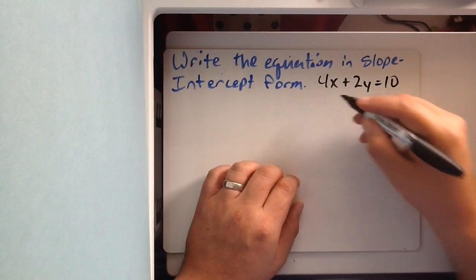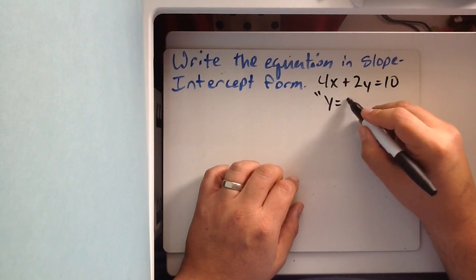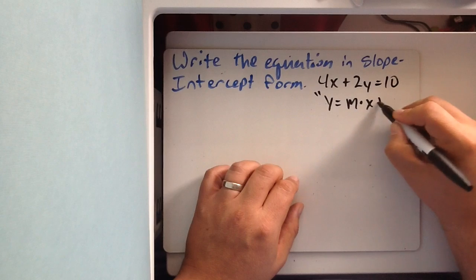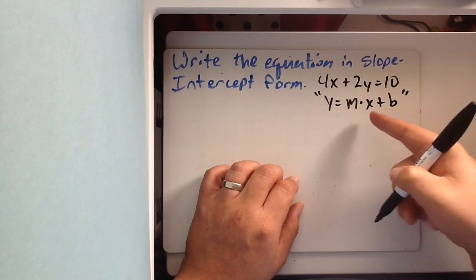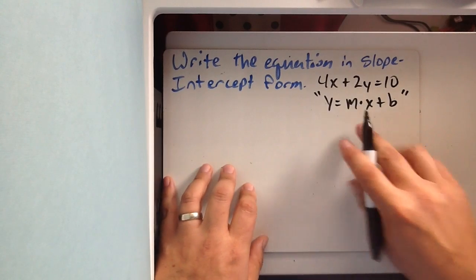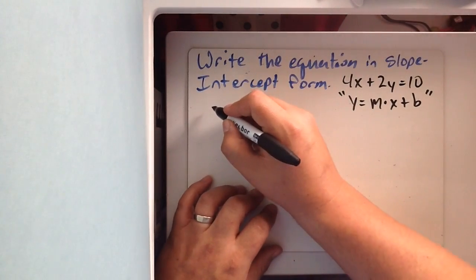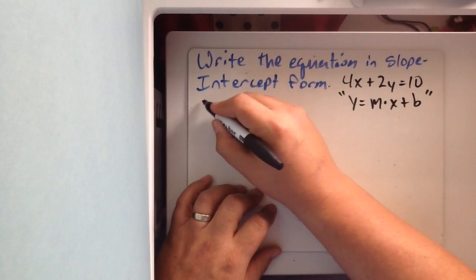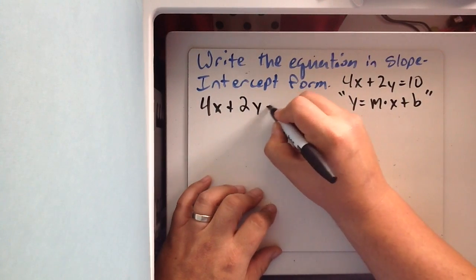So, just to remind myself, my answer should look something like this, and I'll put quotations just for my purposes. My answer should look like this: y equals my slope times my input plus my y-intercept. Having this as a guide, I'm going to slightly move this to the right, and I'm going to rewrite my equation as 4x plus 2y equals 10.